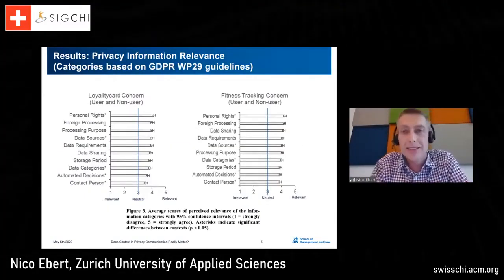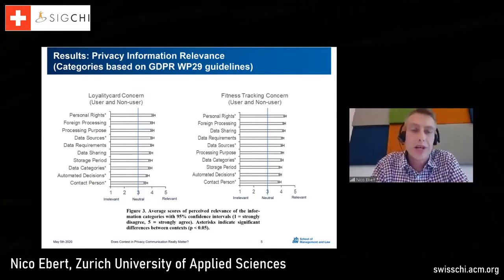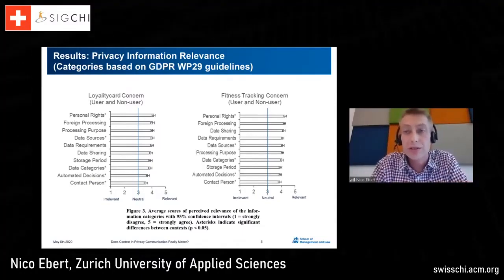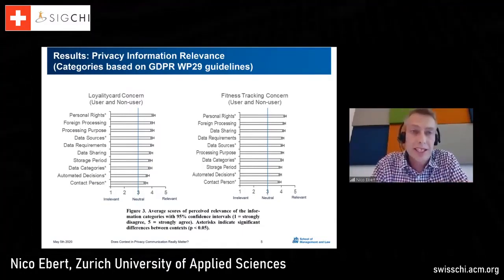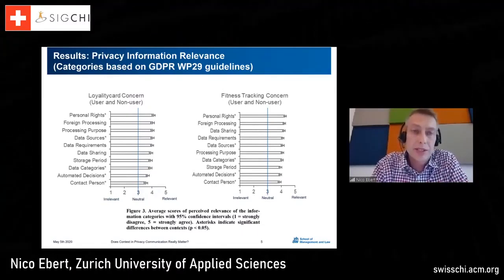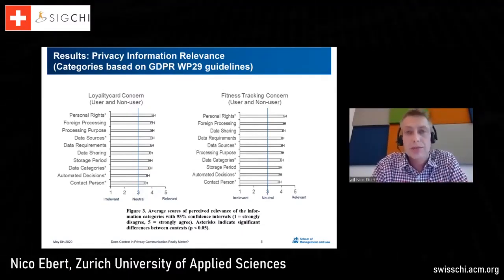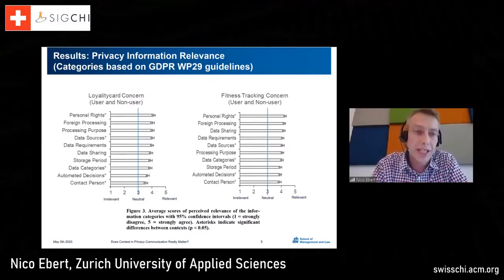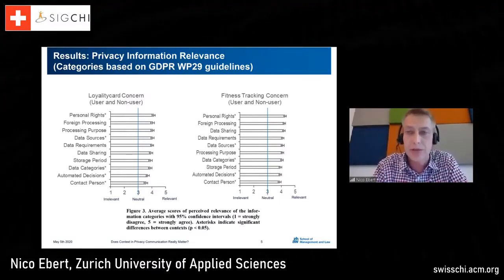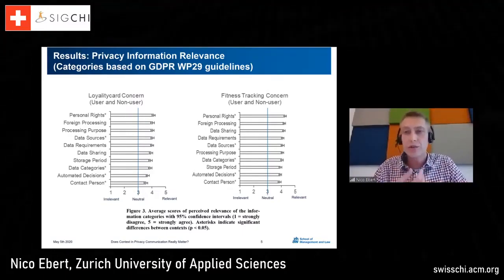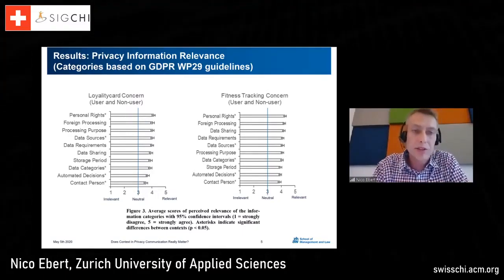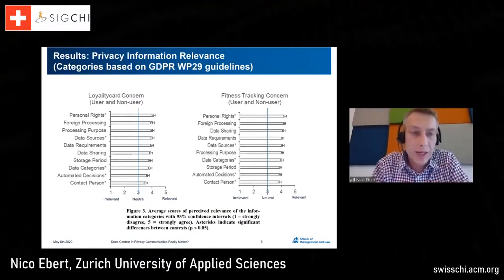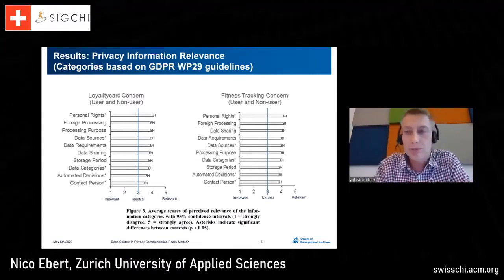Okay, we then ask the users for their privacy information preferences. So what kind of privacy information would you consider relevant? We used categories based on the GDPR of the EU and their guidelines. They distinguish between different kinds of information categories, like, for example, personal rights information: you have the right to opt out, information on processing purposes, information on, for example, how long your data is stored, like storage period.